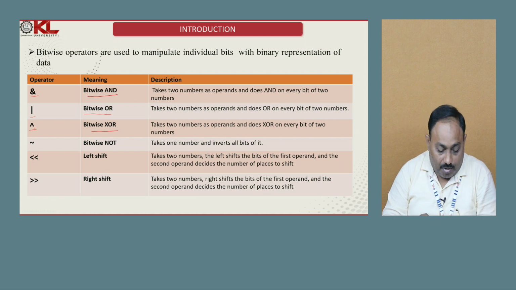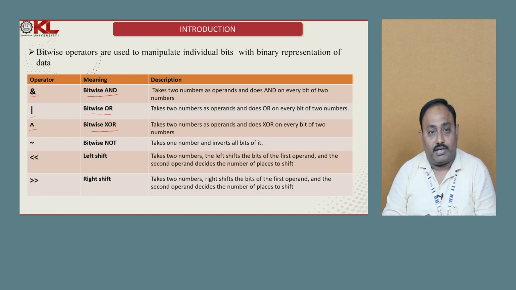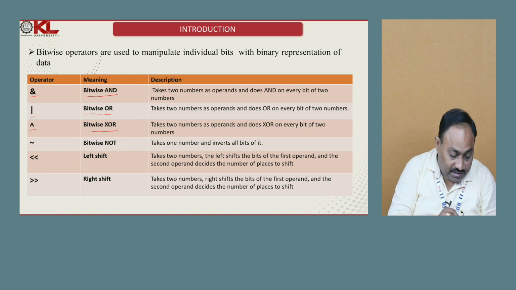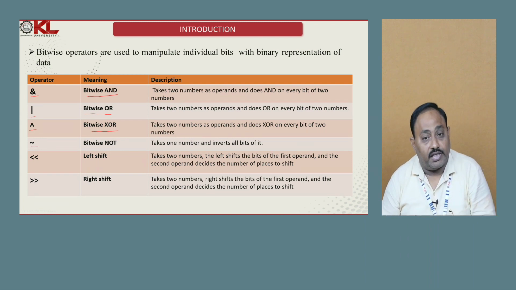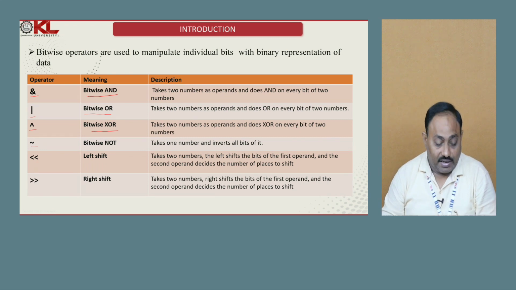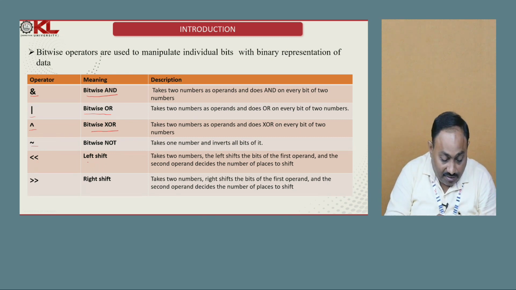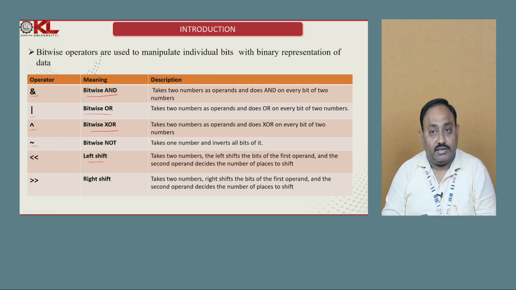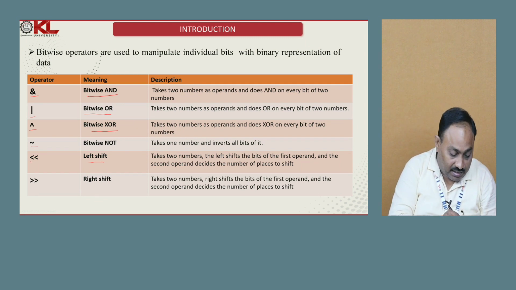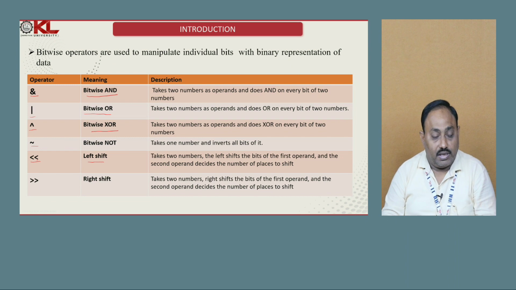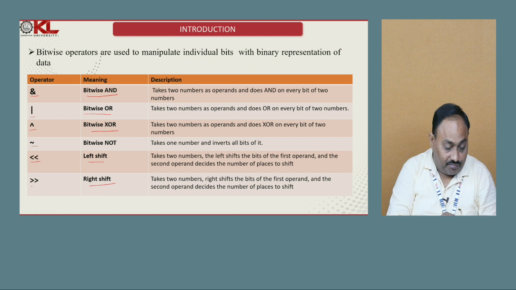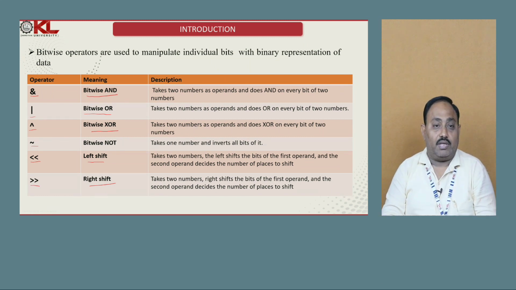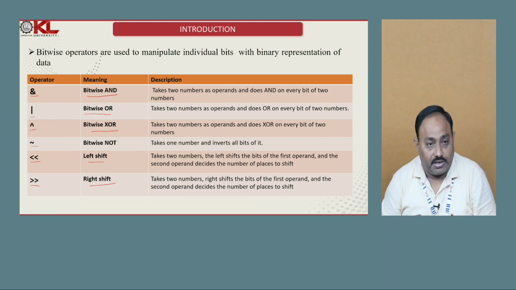The next operator is the bitwise NOT operator. It can be represented with the tilde character. This is also known as bitwise negation. Next, students, we have the left shift operator, represented with the double less than symbol. The next operator is the right shift operator, which is represented with two greater than symbols. Like that, we have 6 bitwise operators.